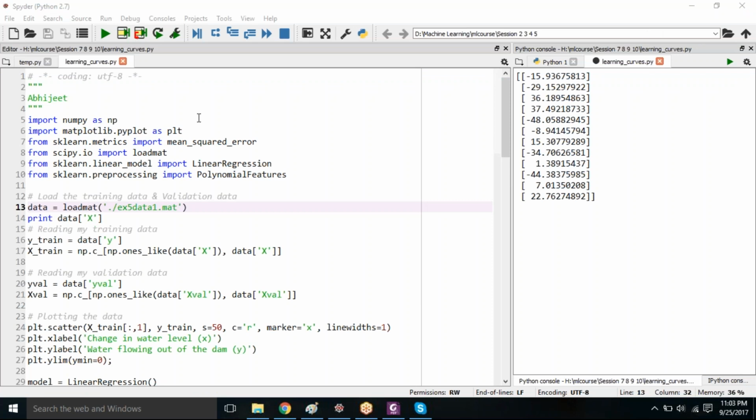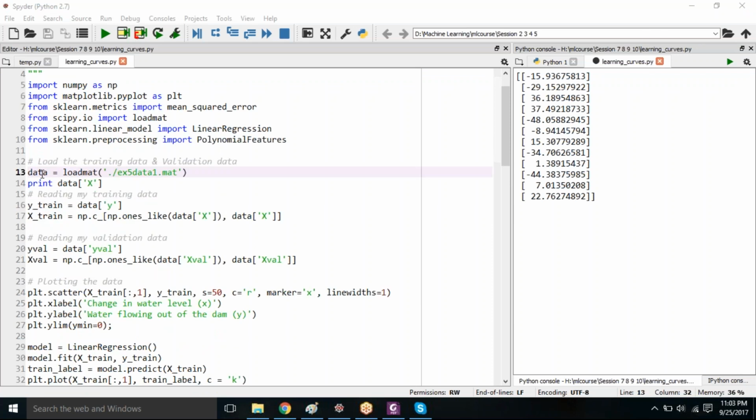So if you see this program, here I am loading my data. This is a mat file which consists of the x's and the y's. From this data, if you see, I am taking the y train and the x train. I'm loading my training data.